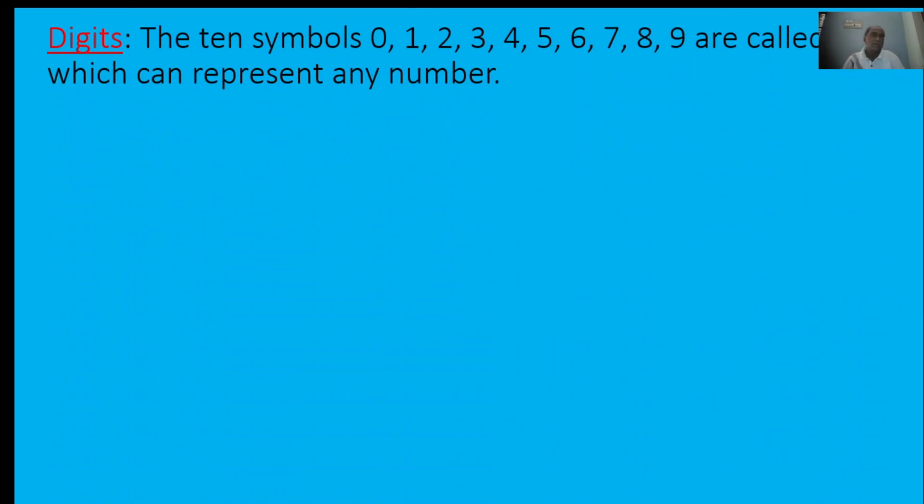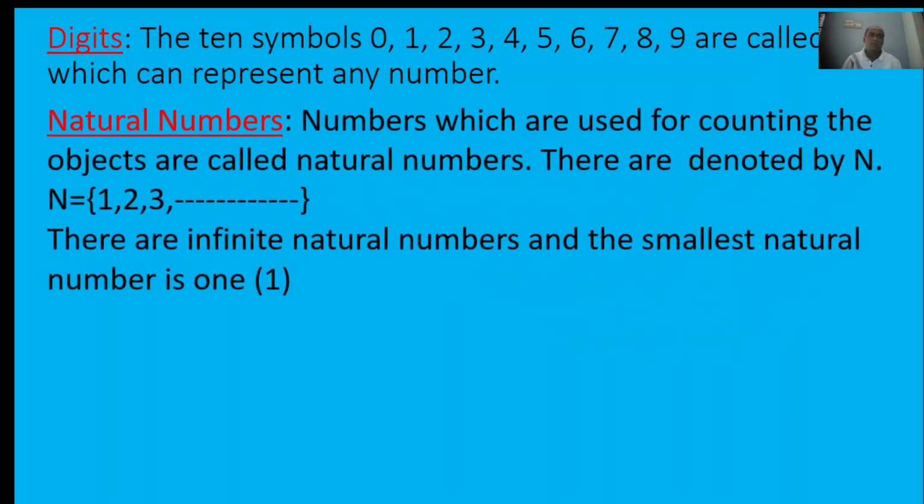Today we discuss the number system. First of all, digits. The 10 symbols 0, 1, 2, 3, 4, 5, 6, 7, 8, 9 are called digits, which can represent any numbers. Next, natural numbers. Numbers which are used for counting objects are called natural numbers. They are denoted by N. Now N is equal to 1, 2, 3, and so on. There are infinitely many natural numbers and the smallest natural number is 1.